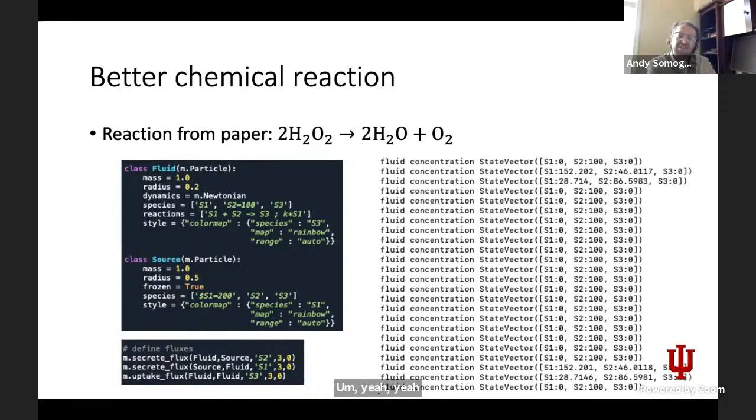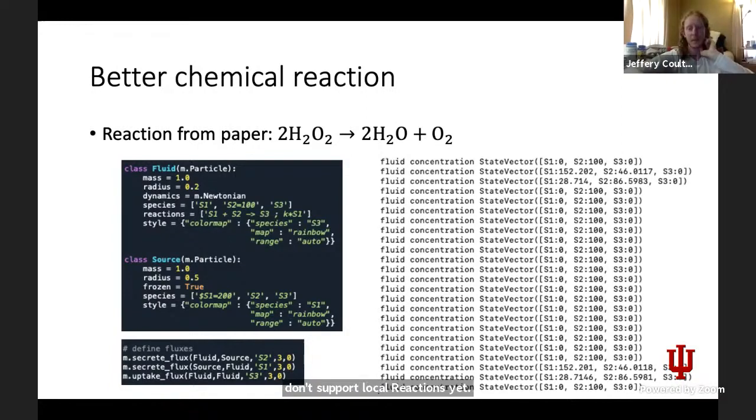Yes, it's antimony syntax. However, we don't support local reactions yet. Okay. Yeah. Okay, so that solves it.